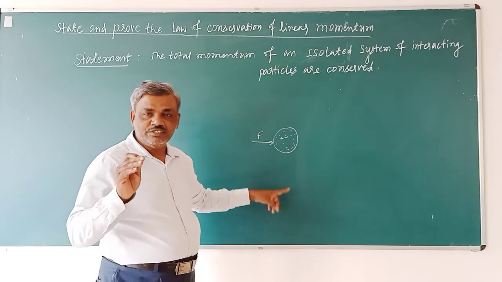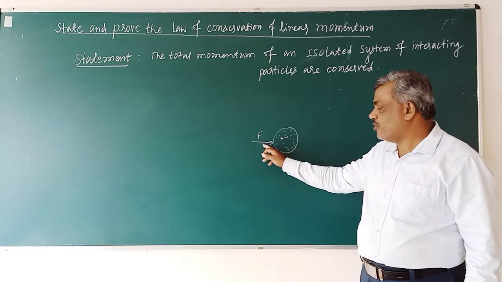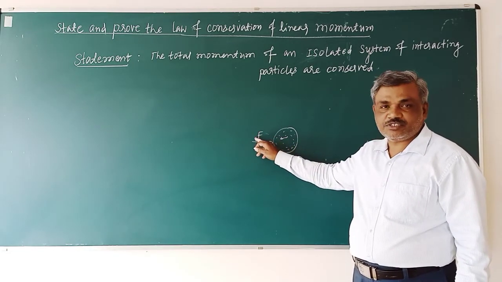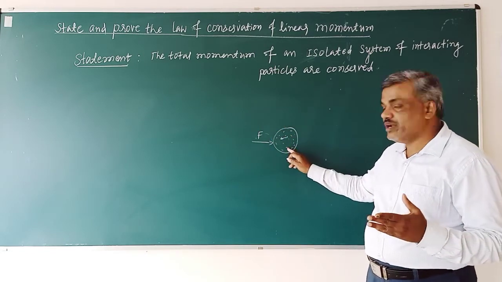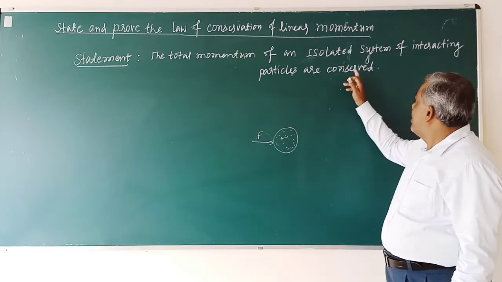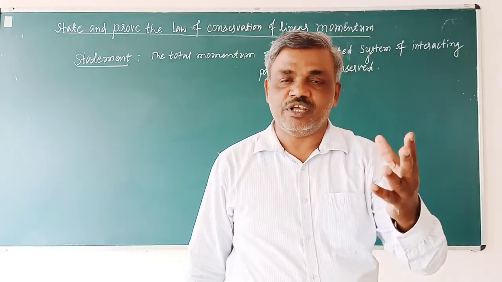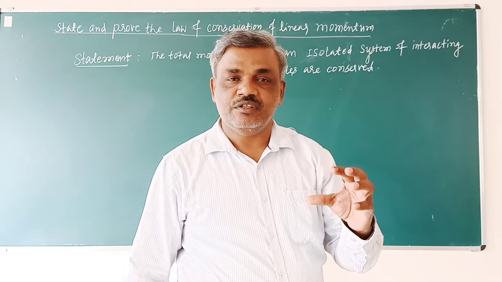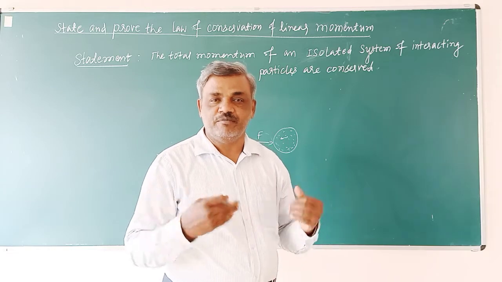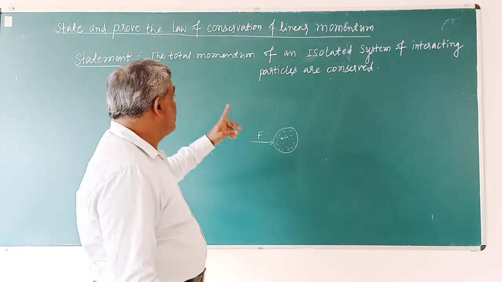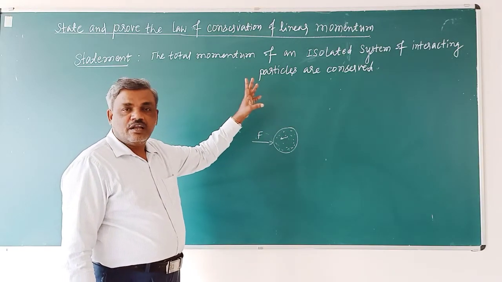Students, this is one system, a body with a number of particles. When the external force is constant, the particles interact. The total momentum of an isolated system of interacting particles is conserved. The sum of the momentum before collision equals the sum after collision. So, the clear statement: the total momentum of an isolated system of interacting particles is conserved.